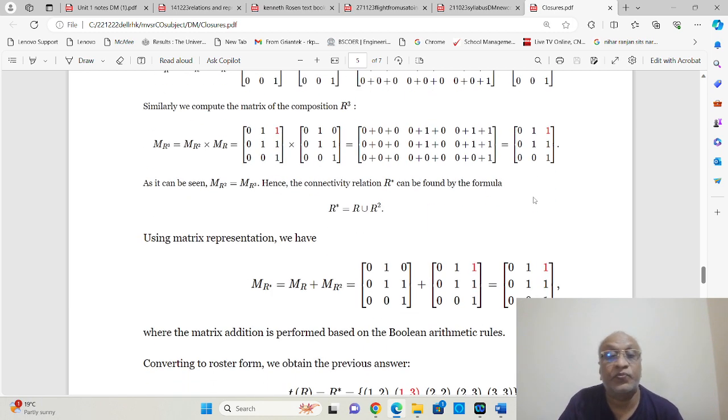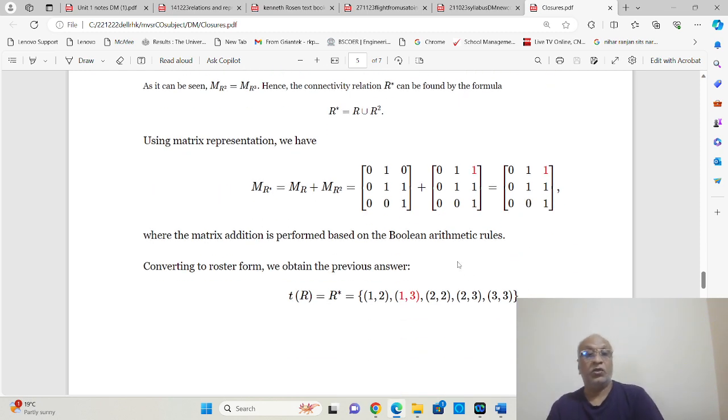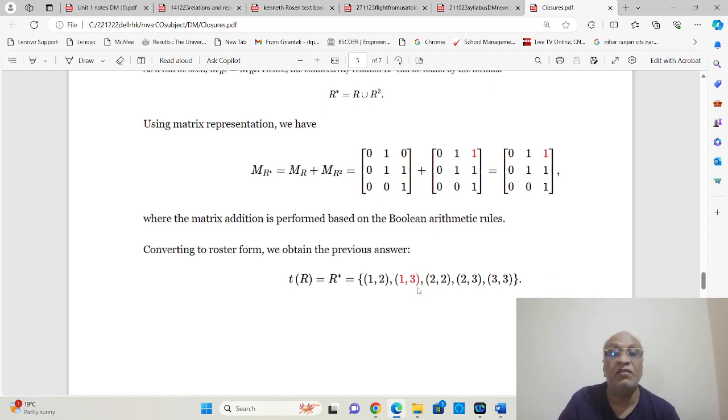So R union R square, I'll be just putting the addition, and I can see here this is my new relation. If I convert this matrix into a roster form, I'll be getting this: 1, 2, 1, 3, 2, 2, 2, 3, 3, 3. So the missing element 1, 3 is highlighted here in red.